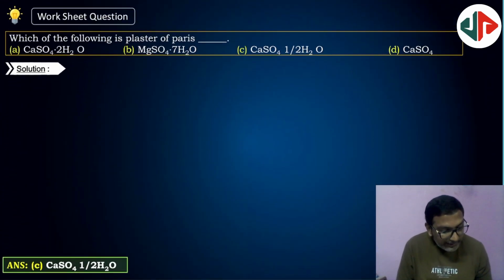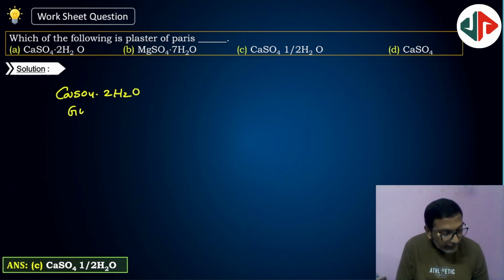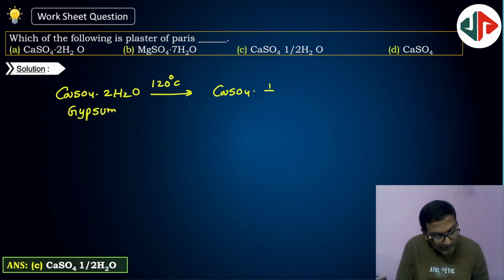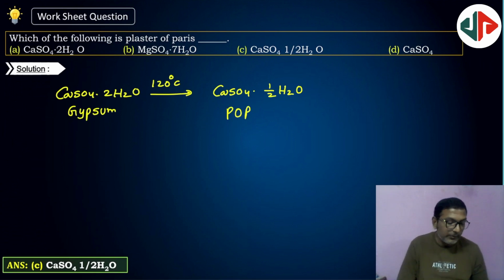Which of the following is plaster of Paris? Gypsum is CaSO4.2H2O. Gypsum when heated to 120 degrees centigrade gives CaSO4.1/2H2O, calcium sulfate hemihydrate, which is plaster of Paris. It loses 3/2 water molecules. Option C, plaster of Paris. Next.